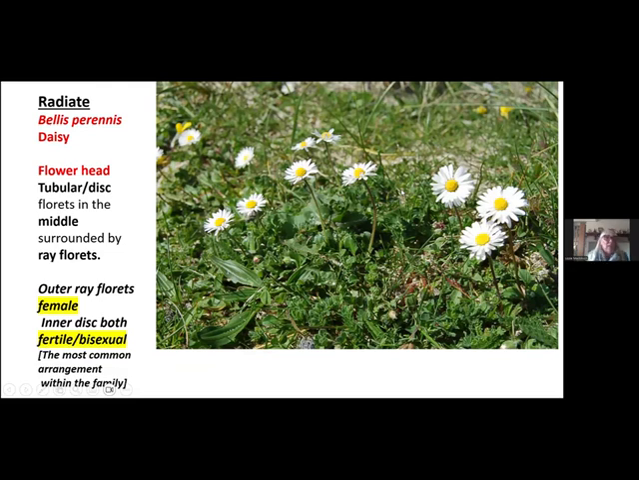So if we look at the daisy, similar kind of radiate arrangement, tubular disc florets in the middle, surrounded by rays. Now the outer ray florets are female here, but that's not always the case. The inner discs are both fertile and bisexual. And that's the most common one of the radiate families, where the outer ones are female and the inner ones are both male and female.